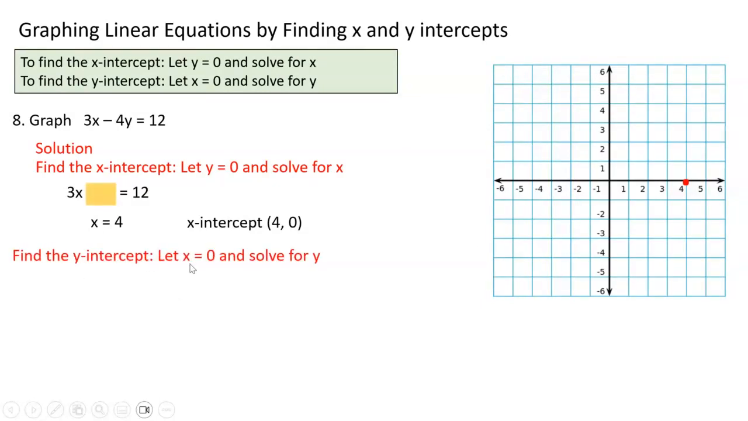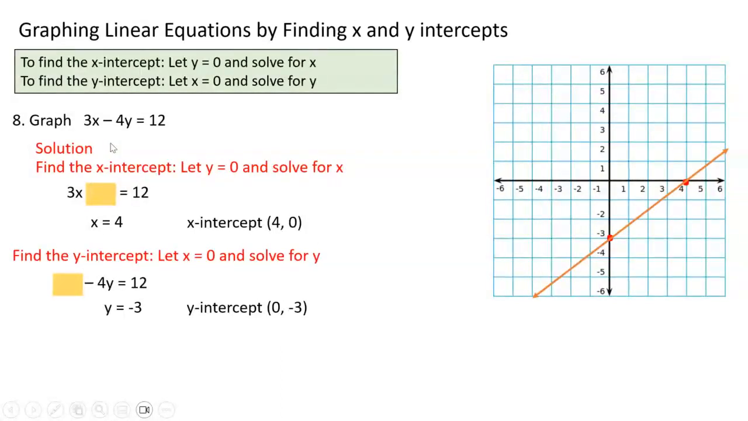Now, to find the y-intercept, we let x equals 0 and solve for y. So similarly, we're going to cover the x, because if x is 0, the whole thing is gone. So we're left with negative 4y equals 12, and now you can do it, guys, in your heads. We divide both sides by negative 4, and the result will give us negative 3. So that will give us 0, negative 3. To plot that one, it will be on the y-axis, 0 and negative 3. We connect the 2 points, and that's my line.